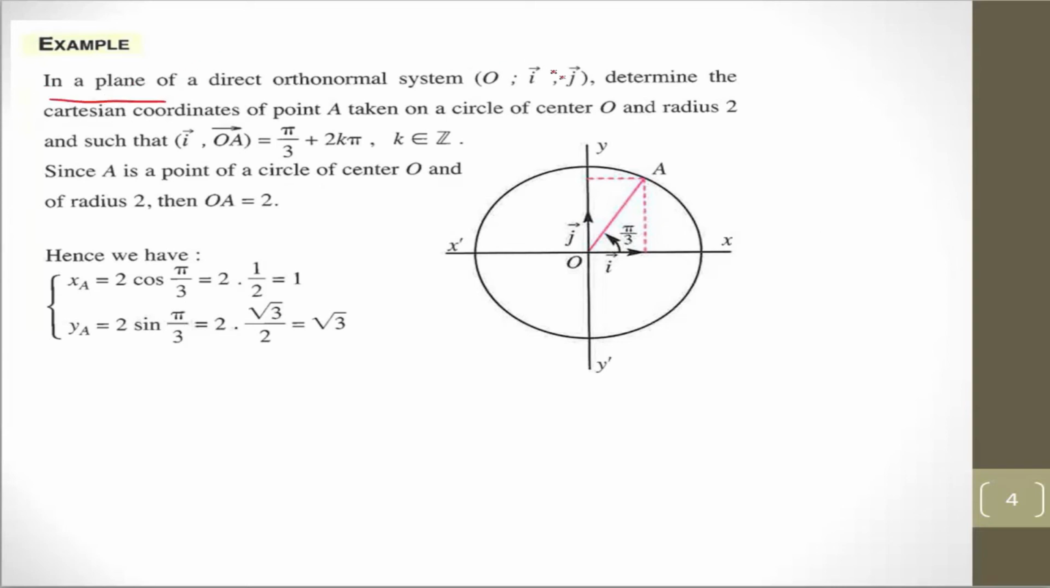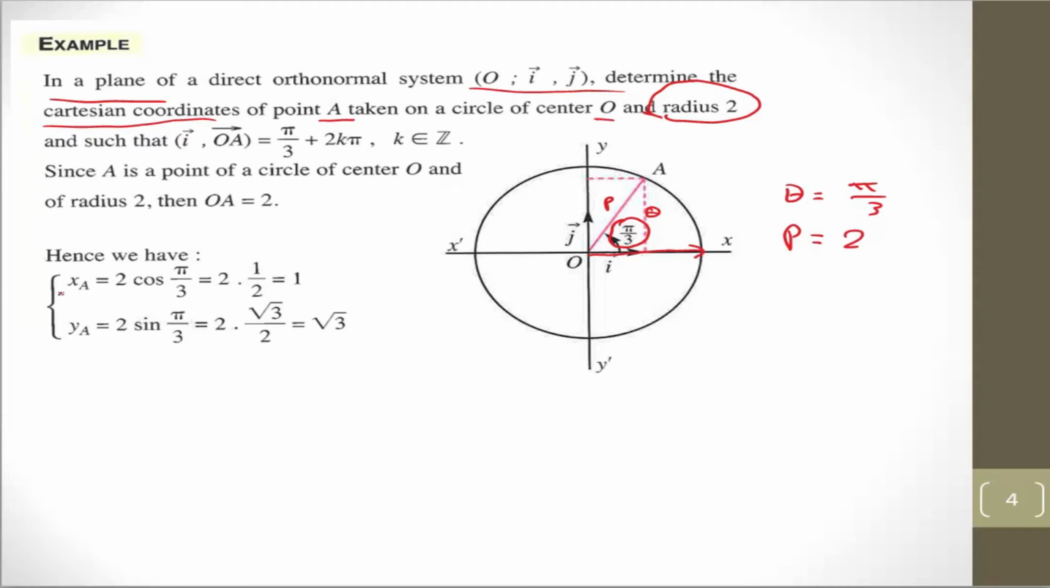In a plane with a direct orthonormal system, determine the Cartesian coordinates of the point A taken on a circle of center O and radius 2. So the radius here is 2. Such that the angle IOA, meaning the angle between the positive x-axis and OA, is pi over 3. So this is the angle theta that we want, and this is p, the radius. We have theta equals pi over 3 and p, the radius, equals 2.